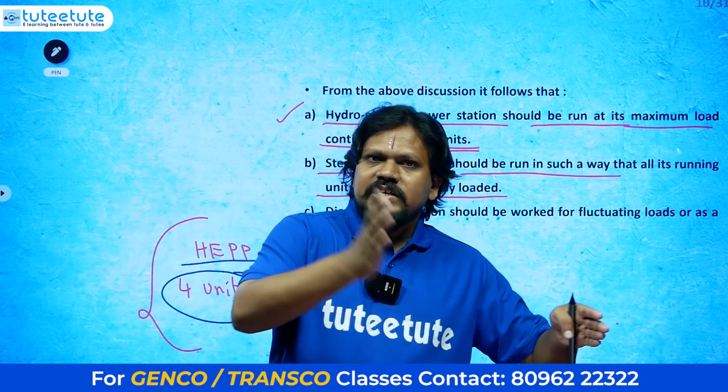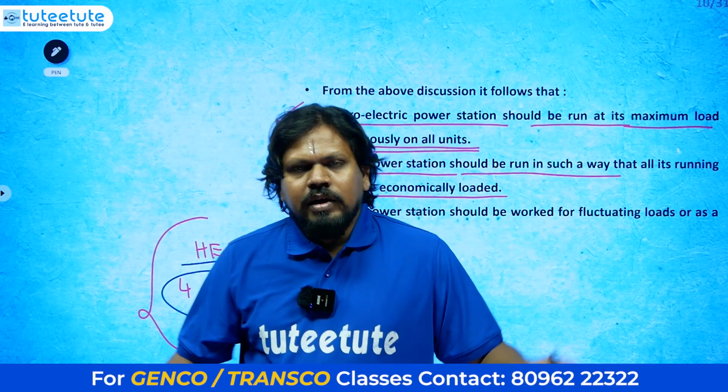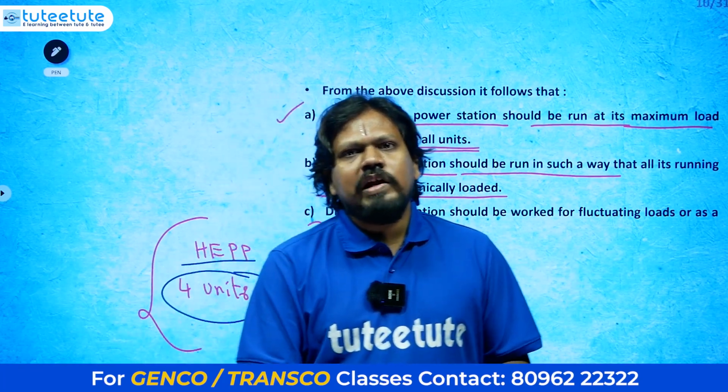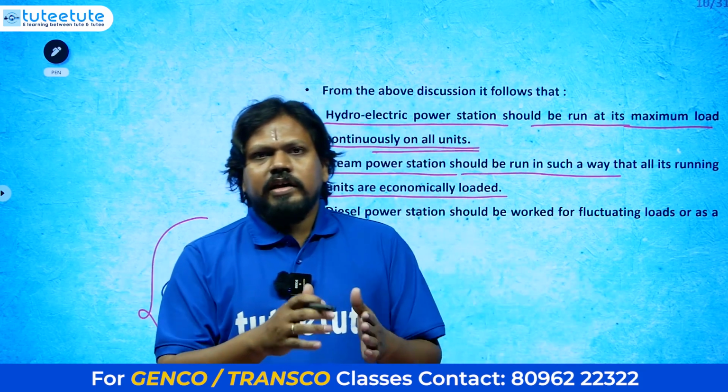All these generators in the power plant, how are they connected? They are all connected in parallel, because they need to generate a single voltage of 11 kV. That's why they are all connected in parallel.